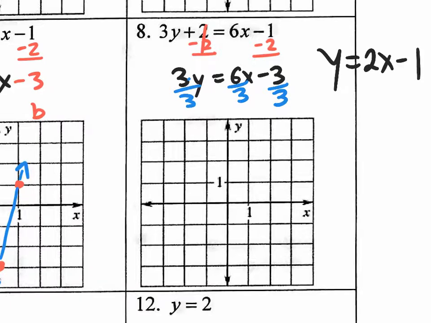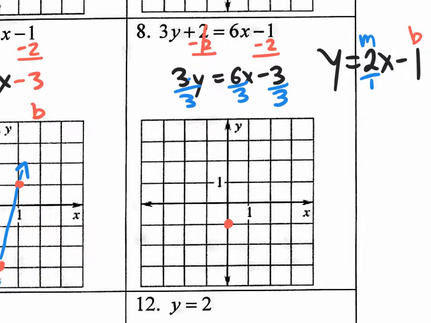2x minus 1. And of course, you need to identify the m and the b. Now the m value, you want it in the form of a fraction. So that 2, just put it over a 1. That way you could see rise over run. And the b value is -1, which tells you that it crosses the y-axis at -1, and put a dot right there. You always start with the b value.